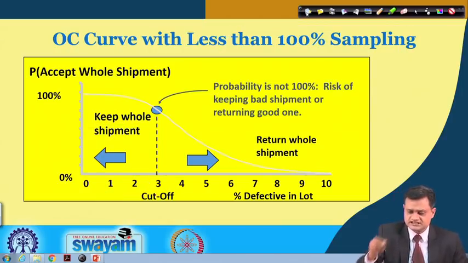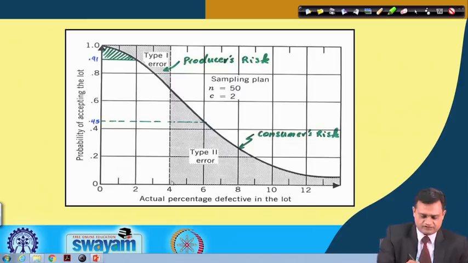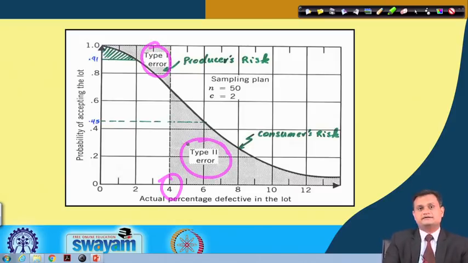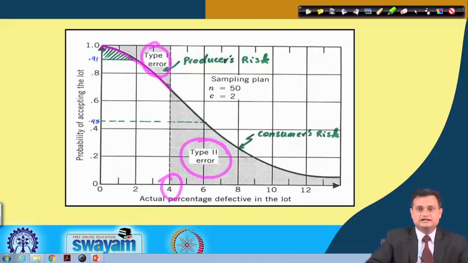So this is for less than 100% sampling. The previous one was for 100% inspection. Now just see this in order to make it more elaborate. Here my cutoff is, let us say, somewhere at 4, and now I am writing something here, type 1 error, and I am writing something here, type 2 error. What does it mean? It means that the actual percentage defective in the lot is, let us say, 4%, and then I have a particular region.